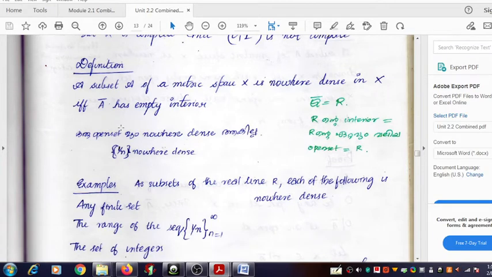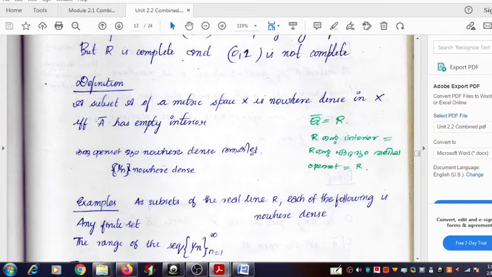If the closure of A contains in its interior some open sets or some open balls, then we cannot say that its interior is empty. So in that sense, we can say that open sets are not nowhere dense. They are non-examples. If you take an open set, then it is not nowhere dense.